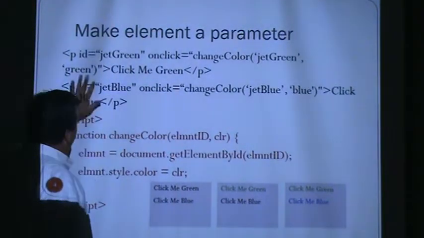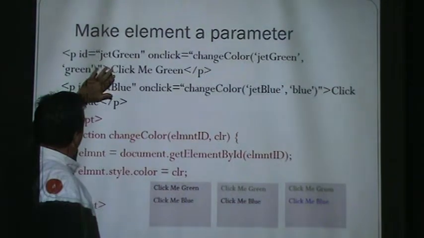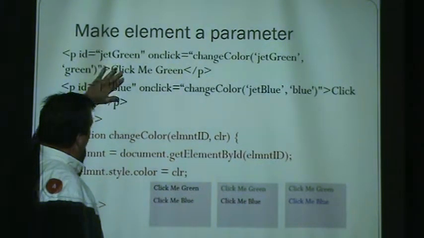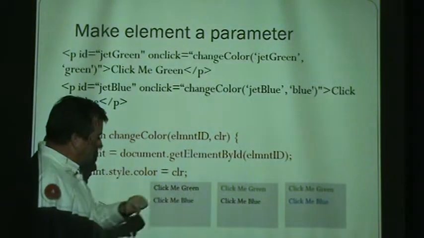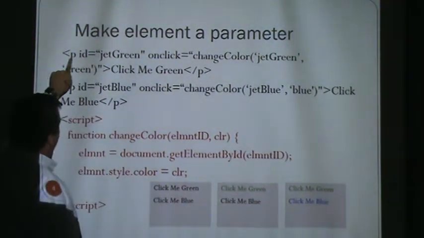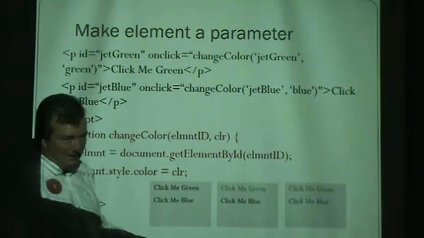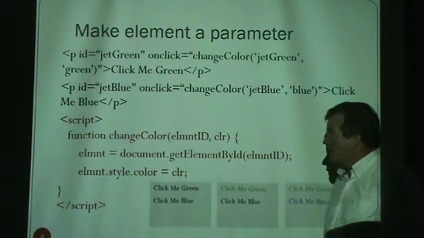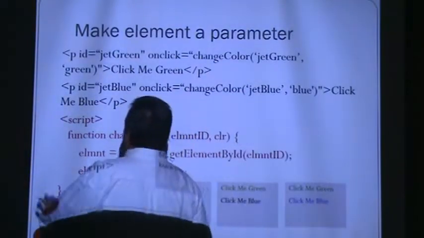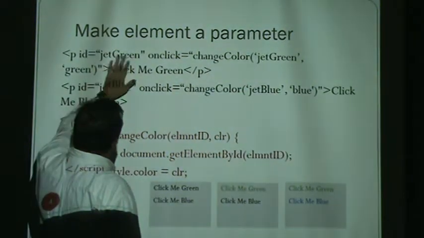So now suppose we had a web page that has 2 sentences in it. It says, click me green and click me blue. So the first paragraph, once again, we have to give it a name. Like when you name your dog, you give it a name so you can then refer to it. So we'll give it an ID. We'll call this paragraph Jet Green.